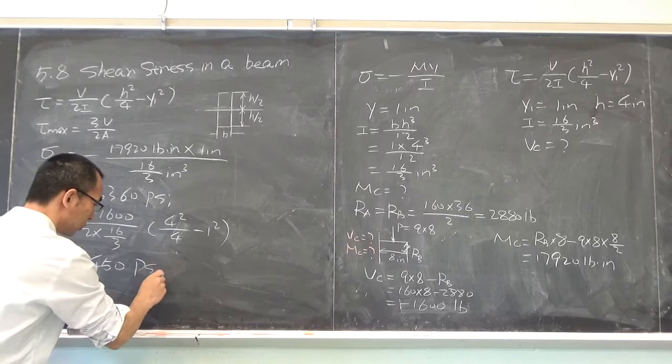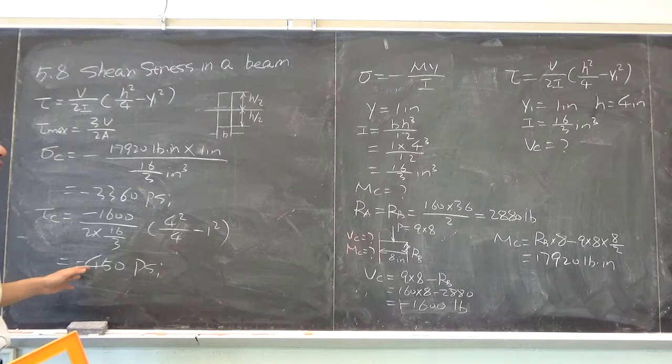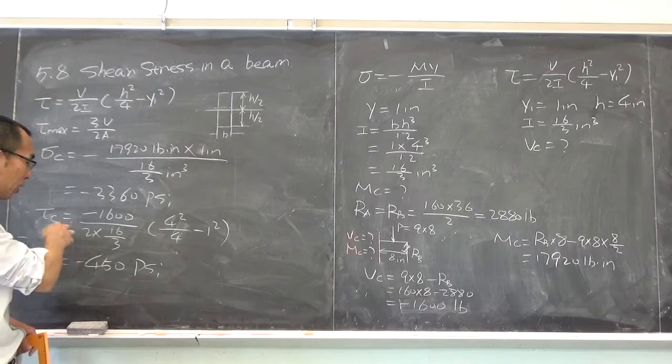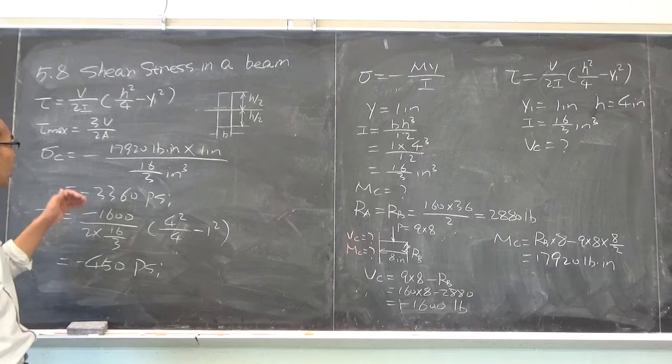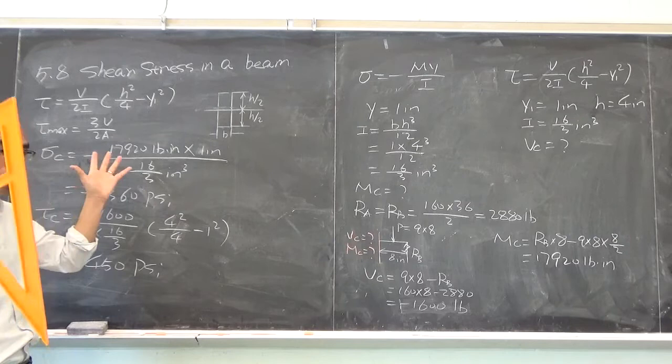psi. Okay, generally, for the shear stress, if you define this direction as positive, then the other direction will be negative. So the sign here doesn't matter. If you want, you can just use a positive 1600 pounds to calculate this shear stress. It will be positive 450 psi, and that's okay. You can keep the negative sign or ignore it, that's fine. If you have a negative sign there, that means the part is under compression. So this is the first example.